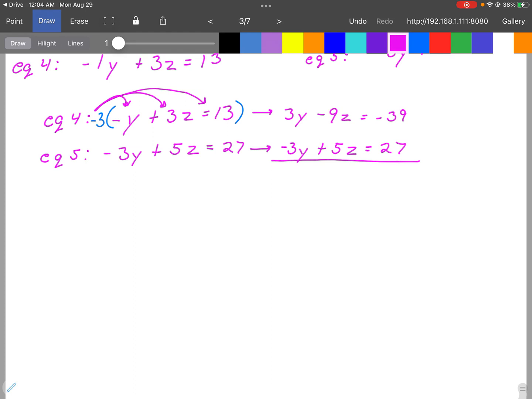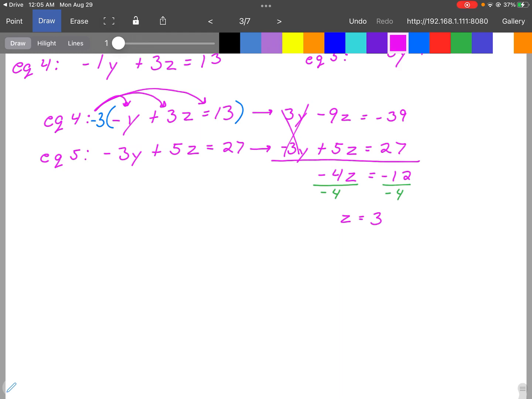And then I'm going to combine those two equations together. So positive 3y, negative 3y, those are gone. Then negative 9z plus 5z is a negative 4z equals negative 39 plus 27, which is going to be a negative 12. All right, so now I'm down to a single variable, which means I can solve. So I want to get rid of that negative 4, so I'm going to divide by negative 4. And then that's going to give me z equals a positive 3.